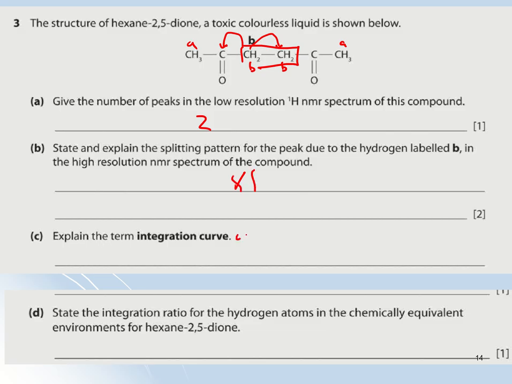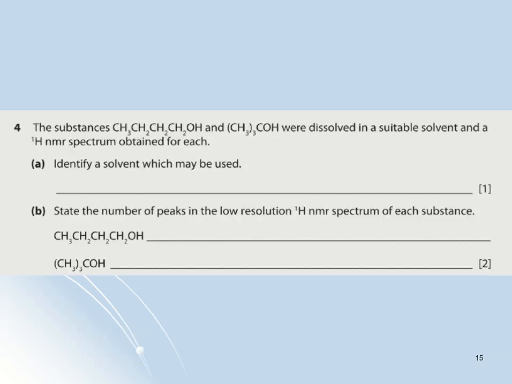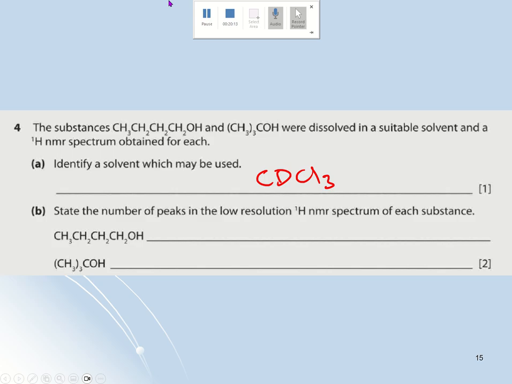Explain the term integration curve. Well, that's just a curve plotted onto an NMR spectrum, which tells you the number of hydrogens in each environment, or the simplest ratio of hydrogens in each environment. The integration ratio of the hydrogens here: in group A we have 6 hydrogens, and in group B we have 4, so we're going to get very simply a 3:2 ratio. Identify a solvent that could be used. Well, we said earlier in the low resolution spec that you could use deuterated trichloromethane, and I would suggest that you stick with that one.